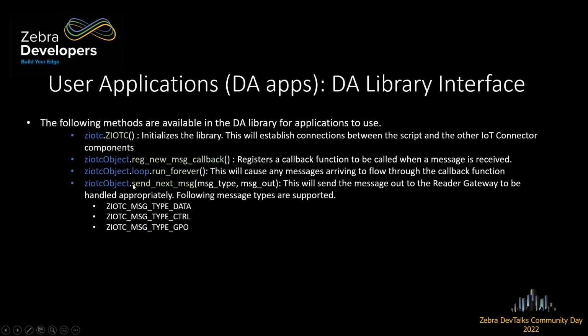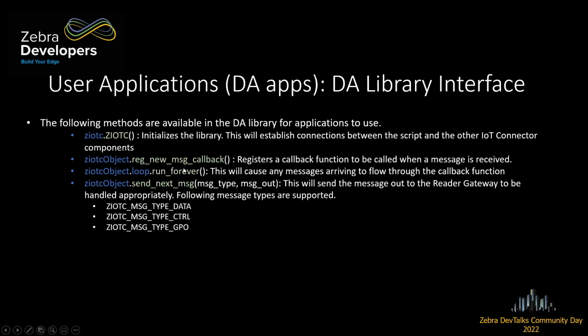And there's the other function called the send next message. What this will do is basically in your callback, whenever the message callback is called by the DA library, the application can then process the data as it needs, and then once it is ready to send the data out, it can simply call send next message and specify the type of message it is sending and what is the message that needs to be sent out. Once that is done, the reader gateway will take care of sending the message appropriately. So at a very minimal, these are the 4 API calls that need to be made in order to write a DA application.